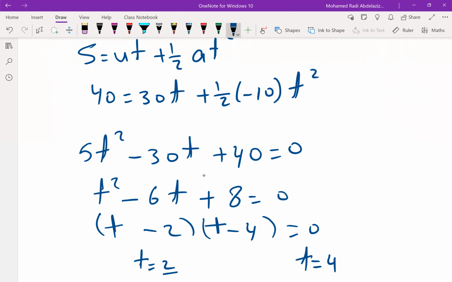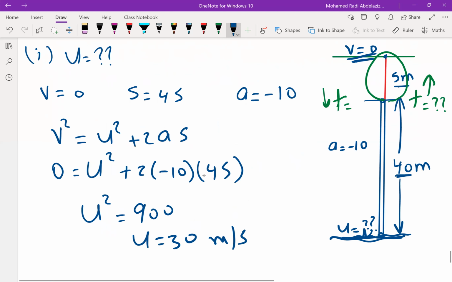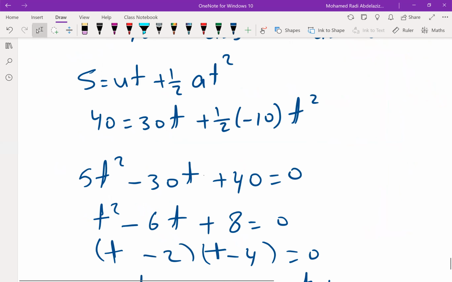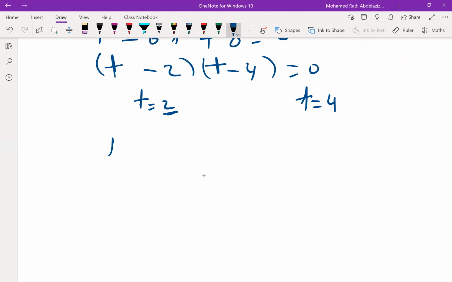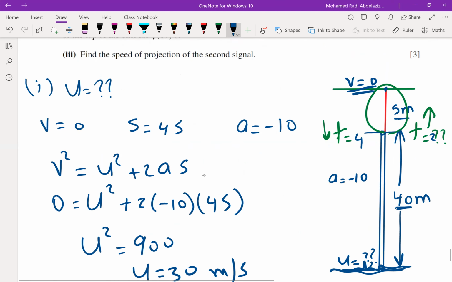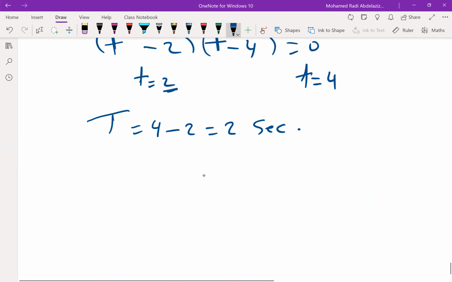The first time of 2 means when it is moving up, and the time 4 is when it moves down. So it will be above 40 in between. To get this duration, we subtract. So the length of time will be 4 minus 2, which is equal to 2 seconds. This is part 2. You can solve this question another way.